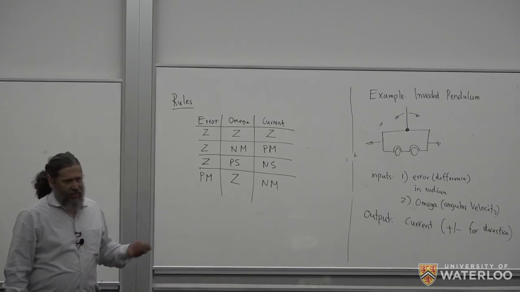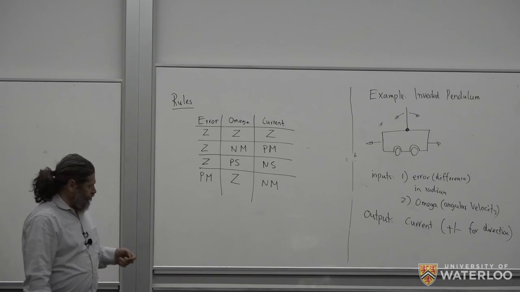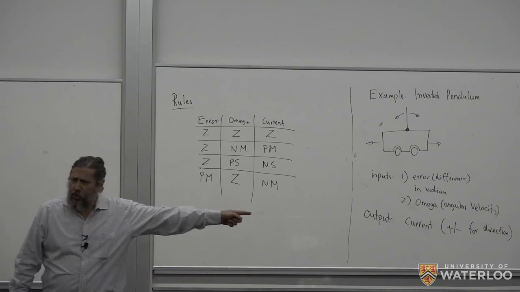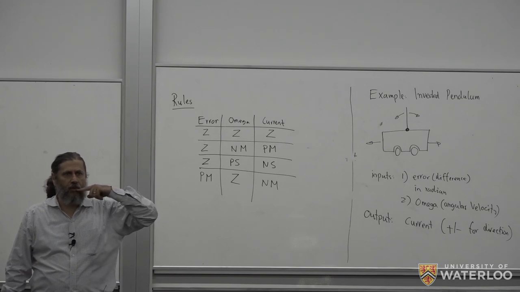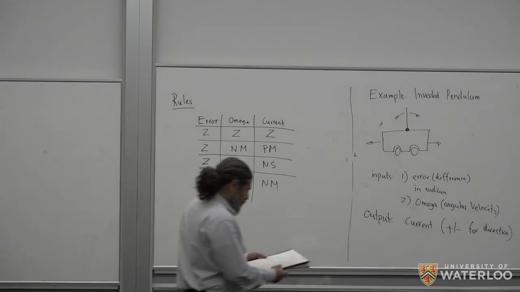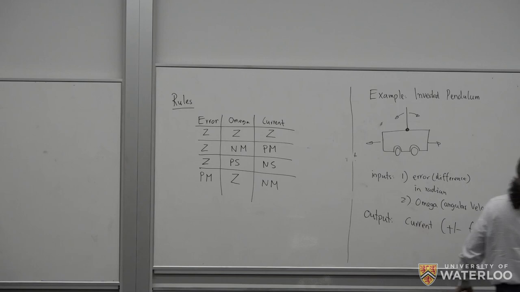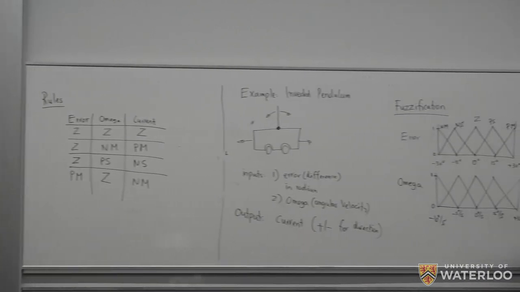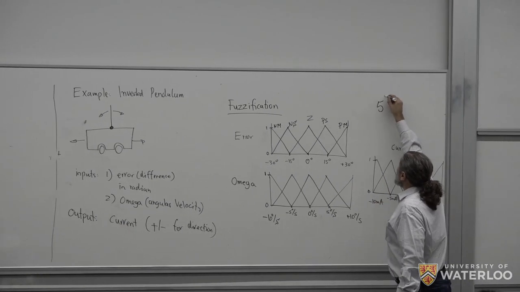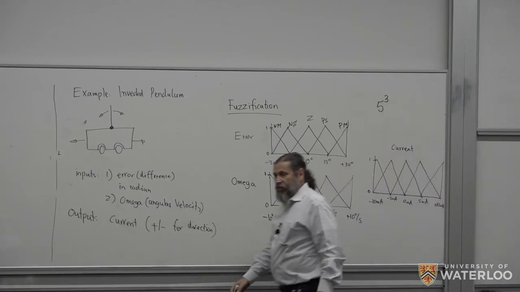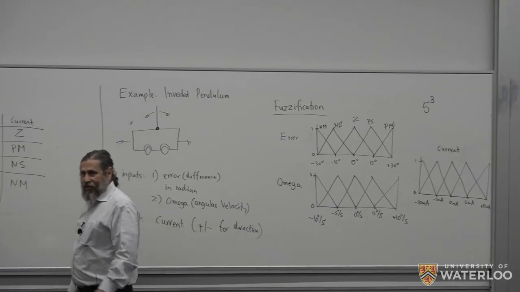And the senior engineer tells me, look, how many rules should I get for that problem? Can anybody tell me? How many rules do I get for this? How many rules are there? Five? Five cubes. Five times five times five.